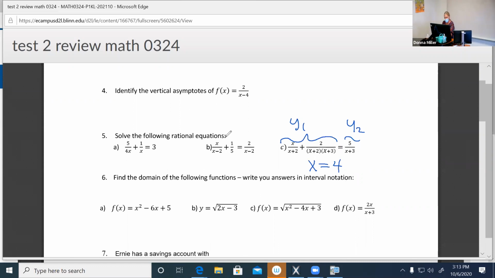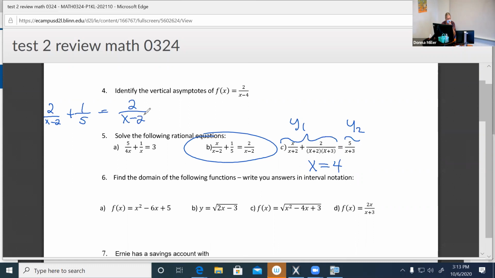Now I'm going to do one algebraically, just to say I did one algebraically. So I'm going to use B. I'm going to do B algebraically. 2 over x minus 2 plus 1 fifth. Okay, I think I've got room over here. All right, 2 over x minus 2 plus 1 fifth equals 2 over x minus 2.